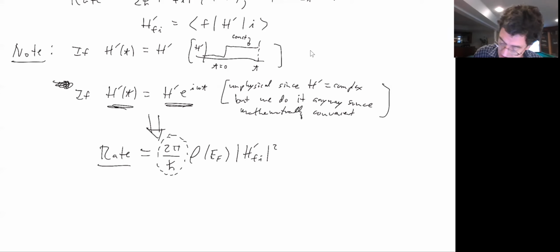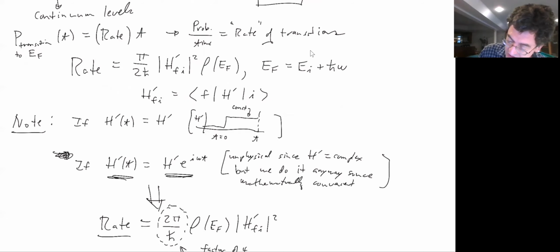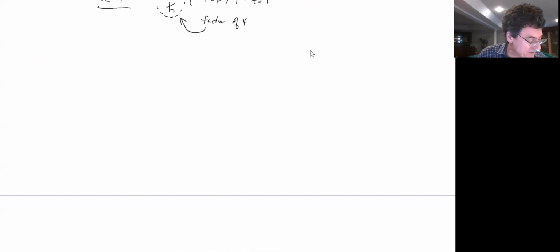The only reason I'm mentioning it is because sometimes you're going to see Fermi's golden rule written in this different way, and you're going to wonder why it looks different than what you learned in class, and that's why. If you have these different types of perturbations, you get slightly different prefactors. Okay, but let's not worry about those nuances. Let's now do an example of Fermi's golden rule.